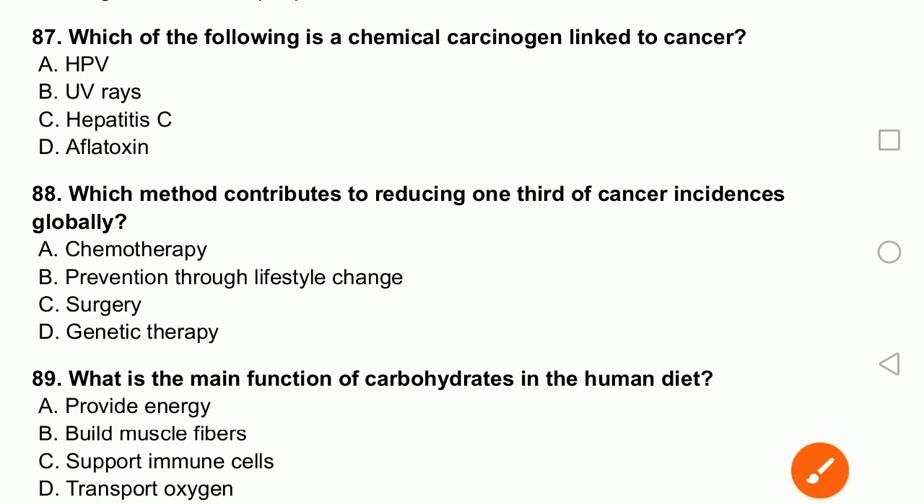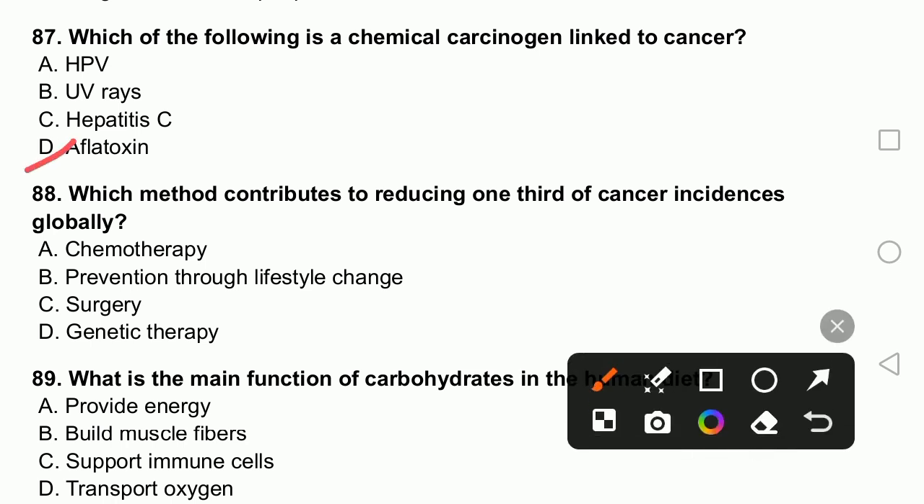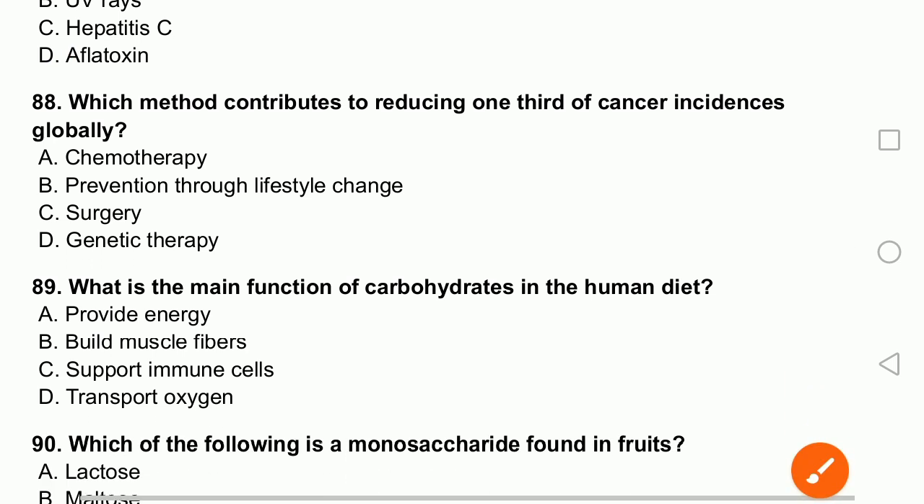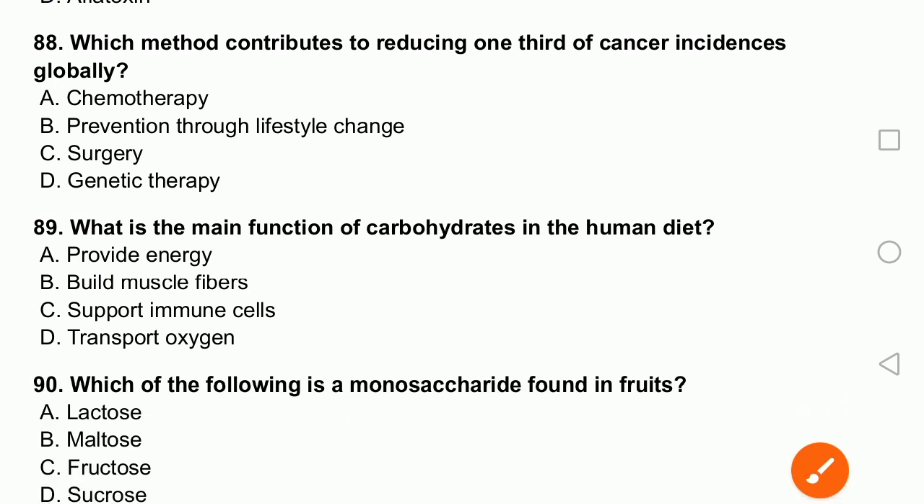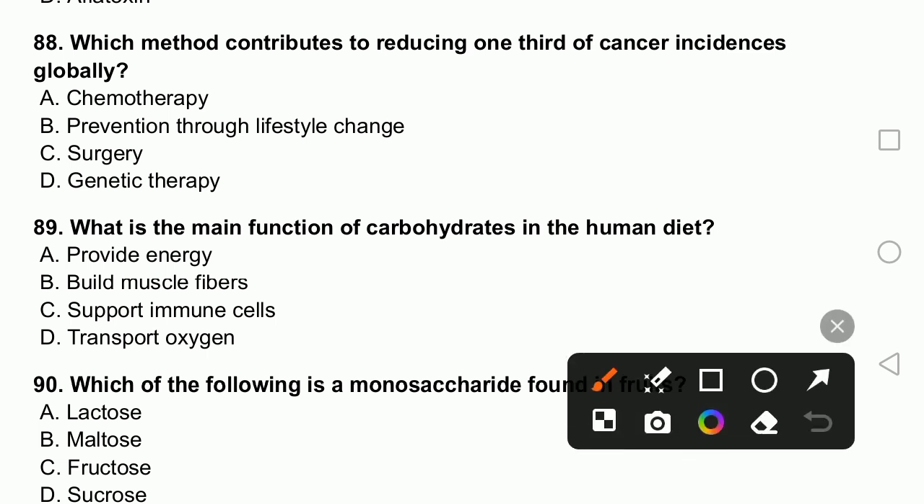Answer should be aflatoxin. Which method contributes to reducing one-third of cancer incidence globally? Prevention through lifestyle change.